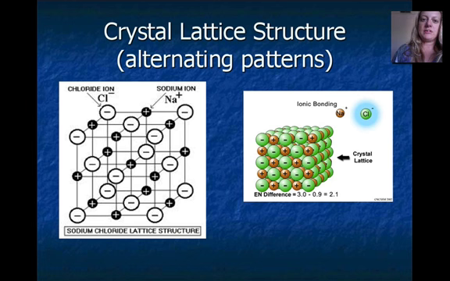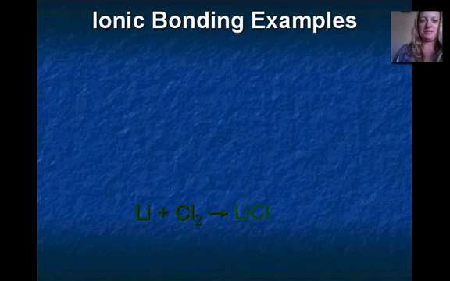Okay, and we call this a crystal lattice structure. So notice in this picture that it alternates between the positive and the negative ions. Okay, and they alternate in regular repeating patterns. That by definition is what crystal lattice is. You will need to know that for the benchmark. So look at these pictures and make a little print in your brain of them.